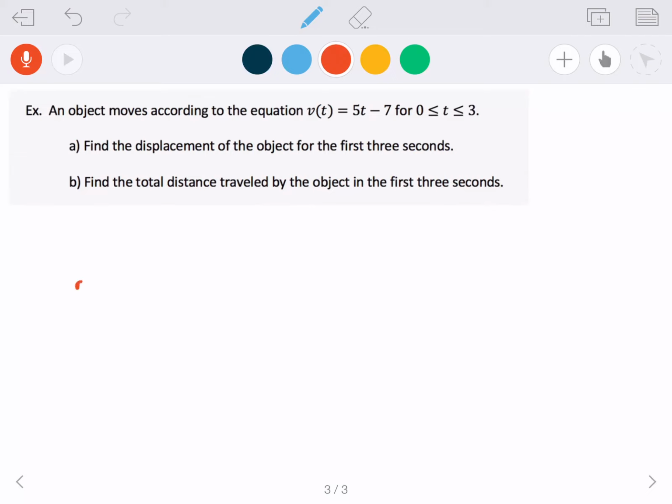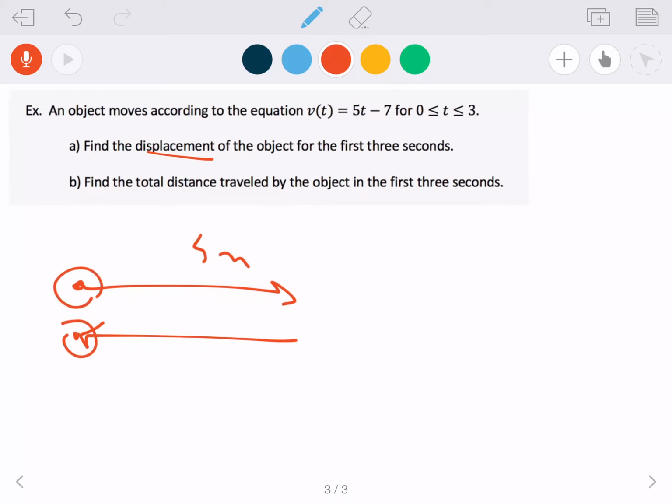If an object goes 5 meters and then comes back to its starting position, the displacement is just the final position minus the initial position. So if it goes and comes back, it can have a displacement of 0. The total distance is more like the odometer in your car. You went 5 meters, you came 5 meters back, that was a total distance traveled of 10 meters. In terms of calculus, to find the displacement, all we have to do is integrate the velocity function.